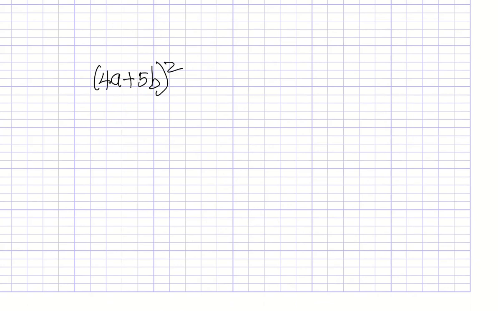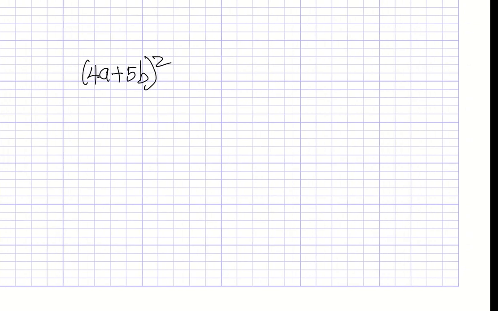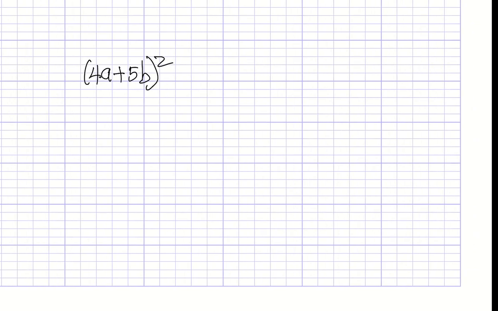Well, A and B can be variables. I don't know what kind of problem, but we leave it the way it is. Okay, so we'll multiply. We just use what we know. We know that 4a plus 5b, you multiply it again, 4a plus 5b. It's okay. We'll keep going.